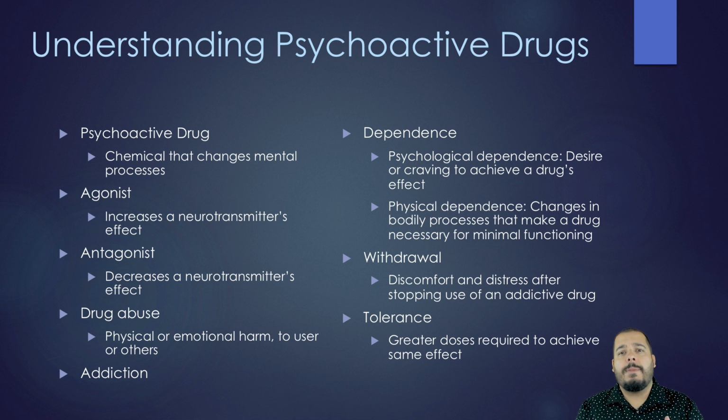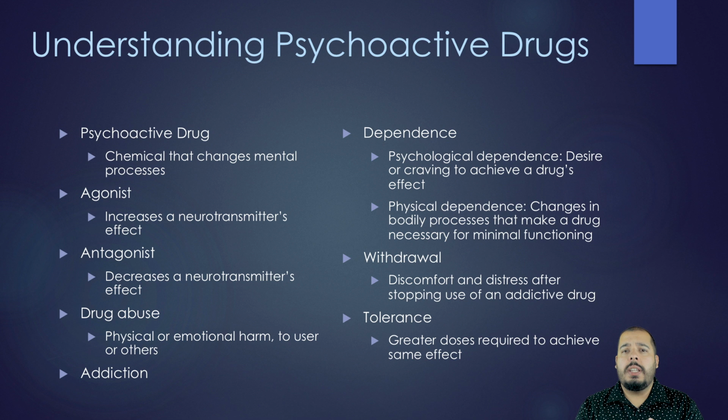Physical dependence is when, after using the drug for some period of time, the body becomes unable to function normally without the drug, and the person is said to be dependent. One sign of physical dependence is the development of a drug tolerance. As the person continues to use the drug, larger and larger doses of the drug are needed to achieve the same initial effects of the drug.